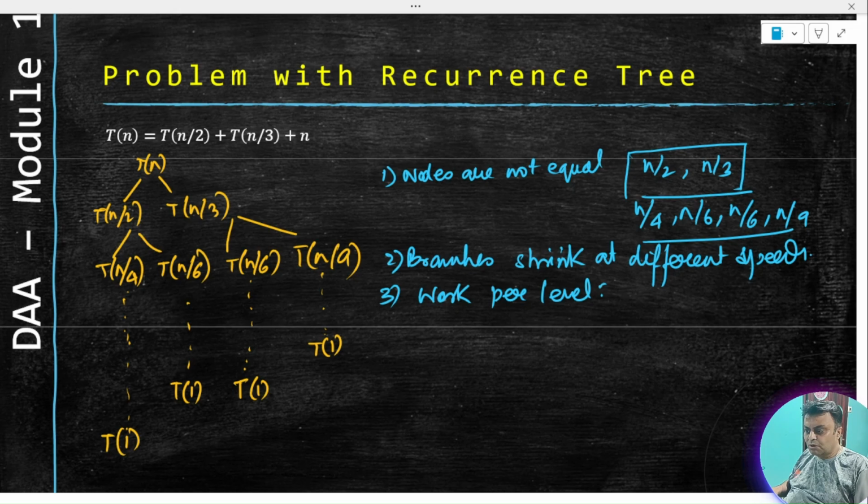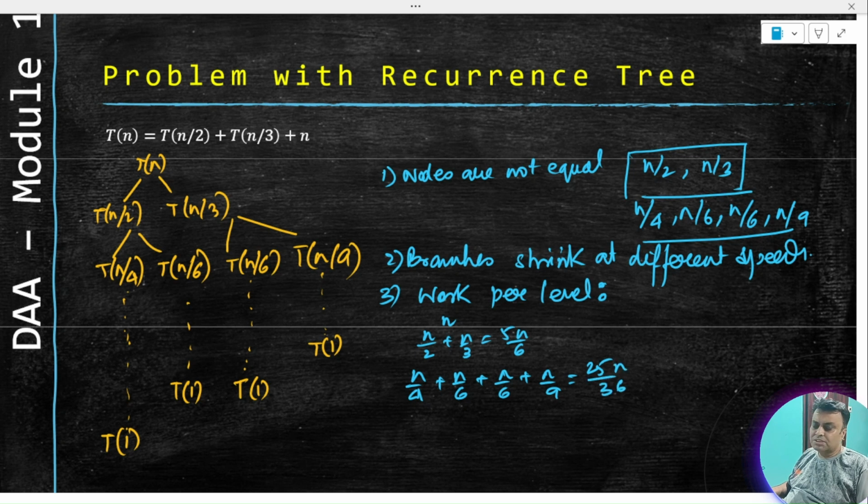So let's see work per level also. Is that also a problem? Right, so work per level, first level is n, second level is n by 2 plus n by 3, which is 5n by 6. Third level is n by 4 plus n by 6 plus n by 6 plus n by 9, which, if I do the LCM, will come to 25n by 36. And you will find the same example I've done in my previous lecture. You can find it down.